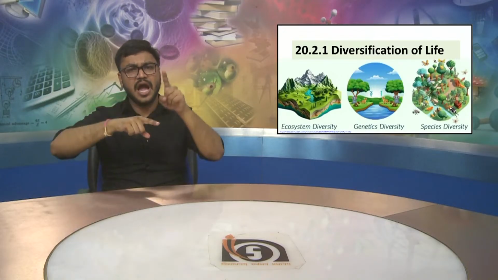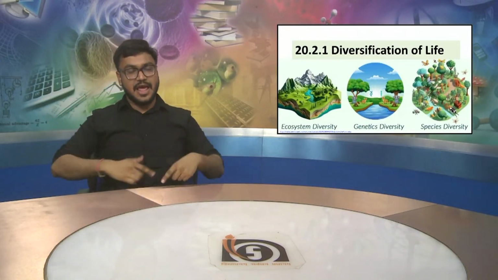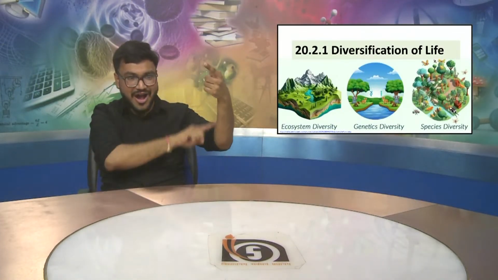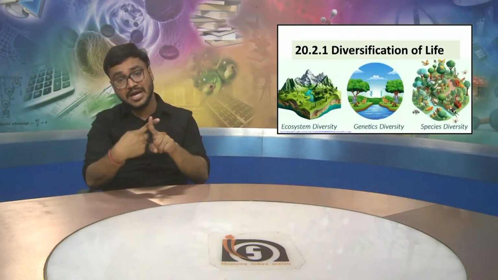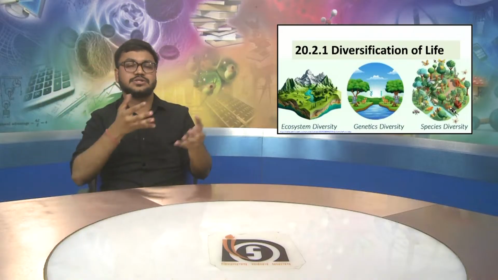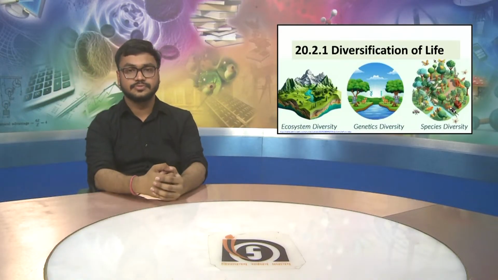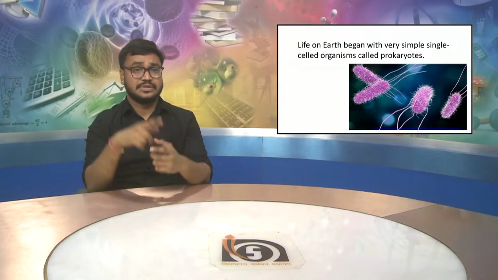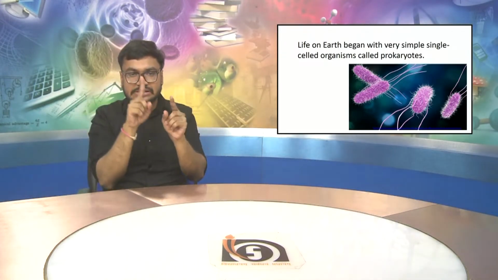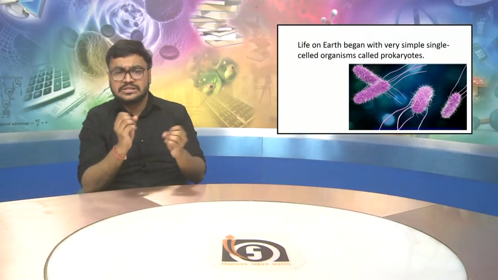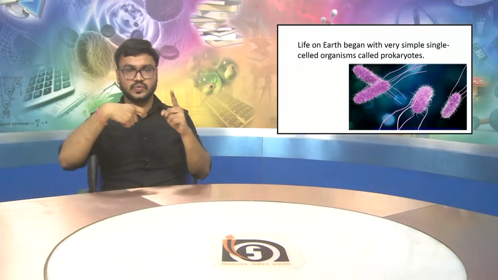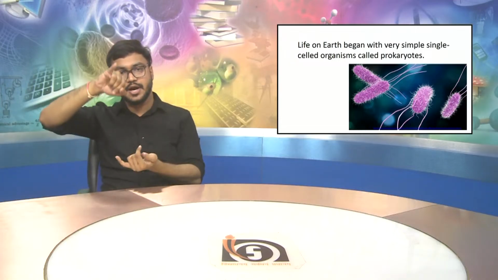Now let's look at the diversification of life, like ecosystem diversity, genetic diversity, and species diversity. Life on earth began with very simple single-celled organisms called prokaryotes.